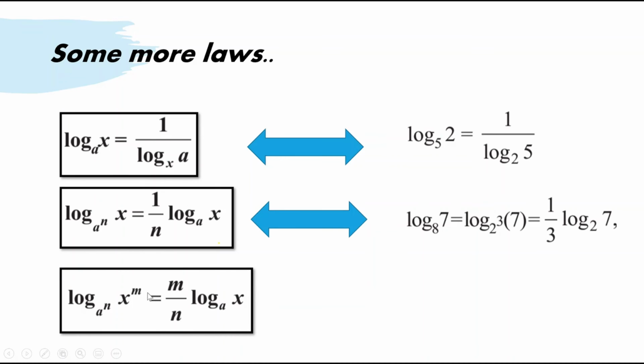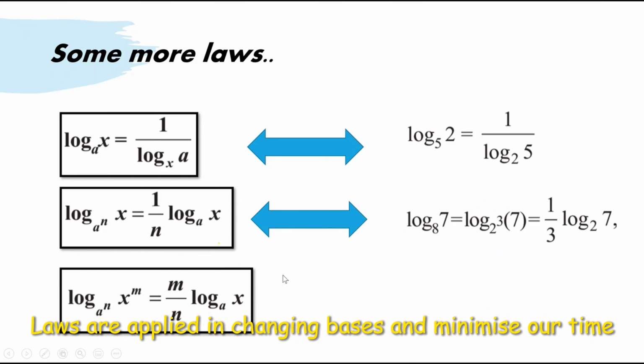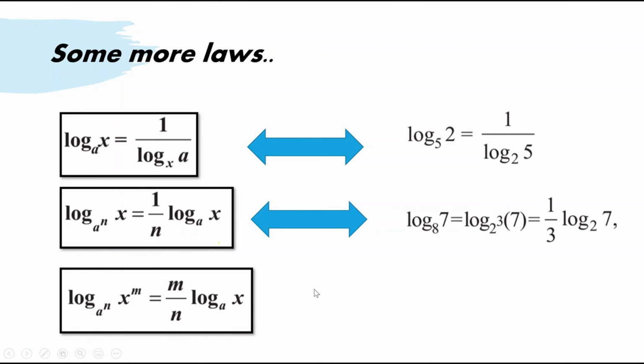The third law is log of x to the power m, and the base is a to the power n. So if you see here, both the argument and the base are in exponential form. The argument has an exponent of m, and the base has an exponent of n. So we can write it down as m by n of log of x with base a. This is also useful to understand that if we want to change the bases, we need to understand what and where to apply this law.